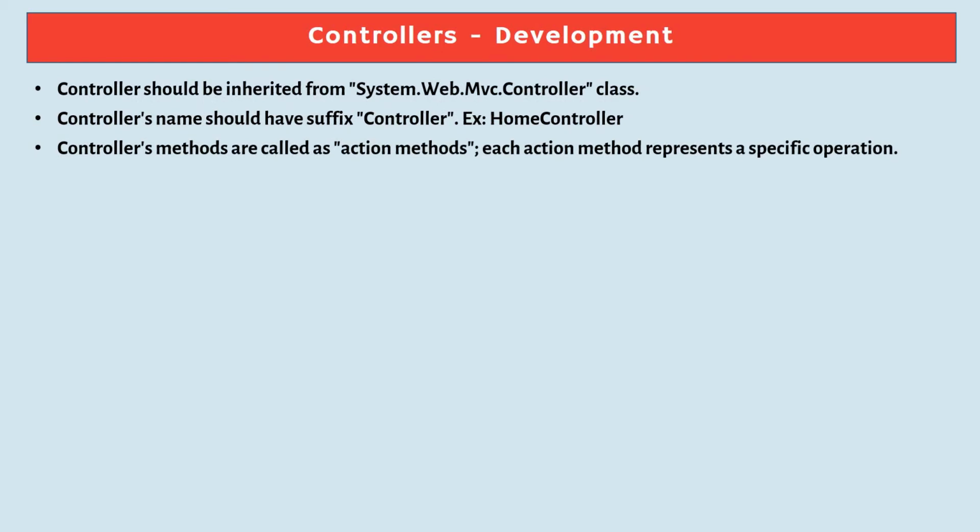Controller methods are called action methods. An action method represents a specific operation performed on the data. For example, searching the data or inserting the data, etc.